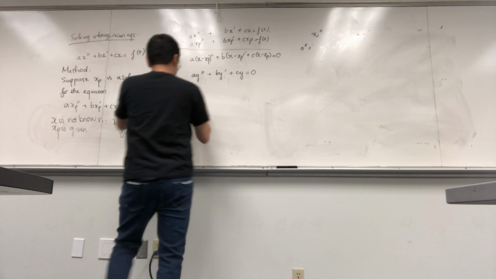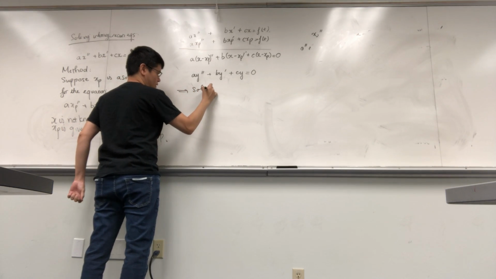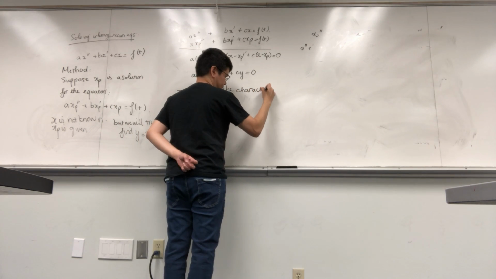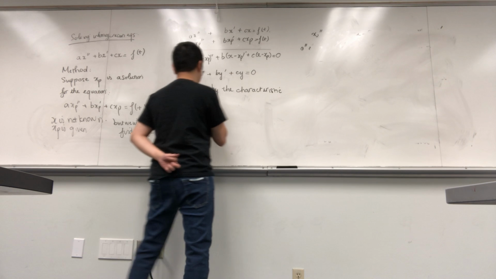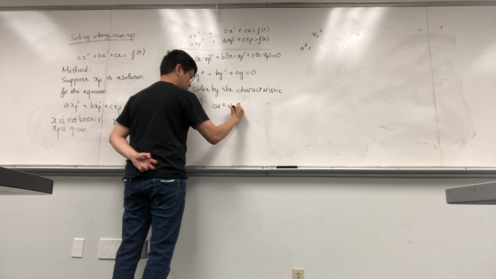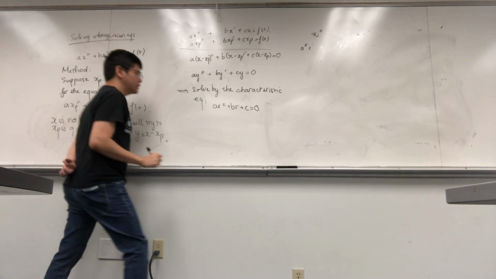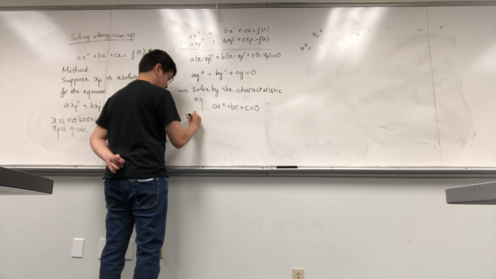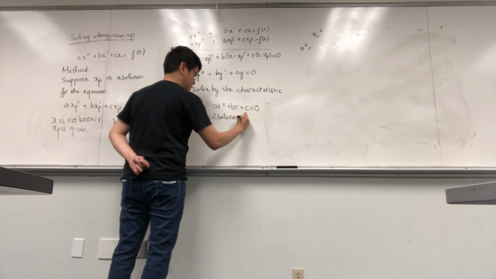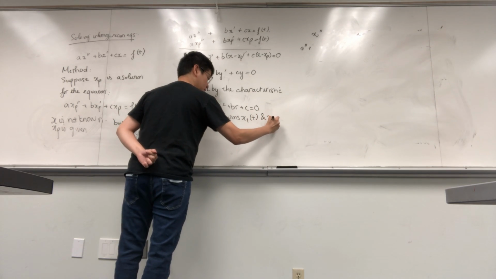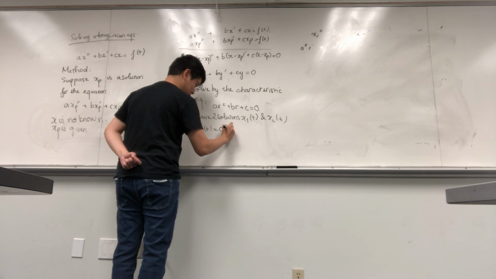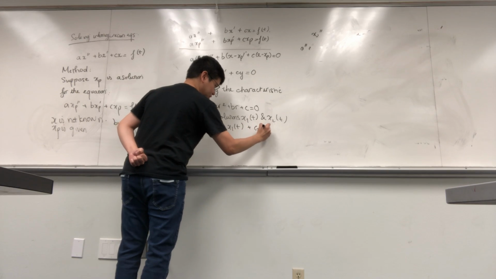Right, so we have to solve by the characteristic equation, a r squared plus b r plus c equals 0. And then we have two solutions, x1(t) and x2(t). So y(t) will be c1 x1(t) plus c2 x2(t).